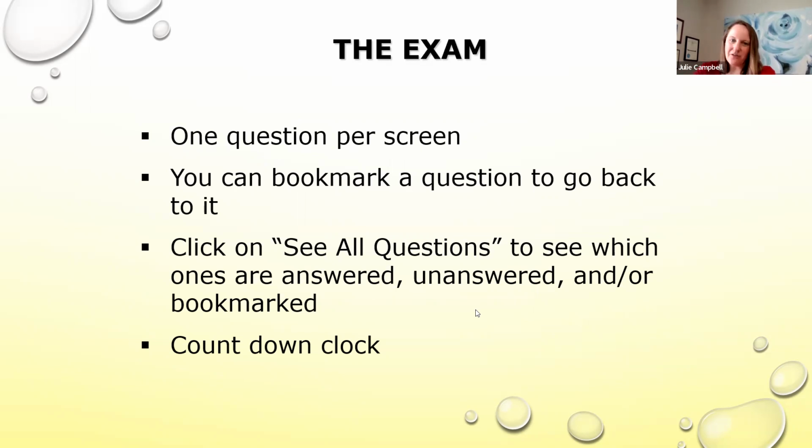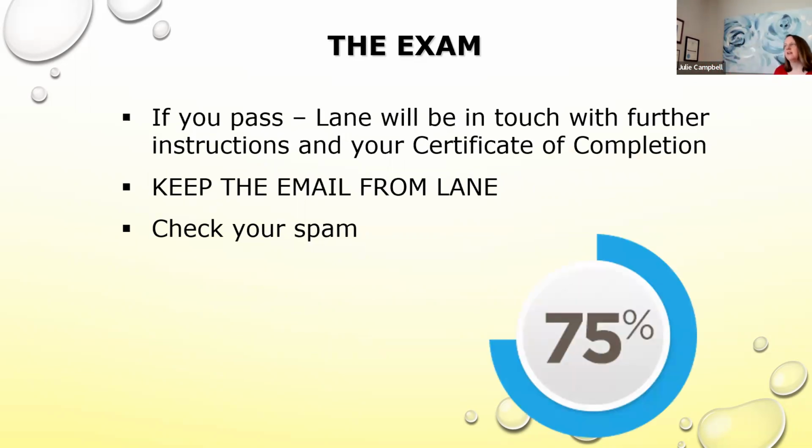When you click on submit, it says sure, and you say yes, and it says congratulations, you passed. 75% is passing. Lane will be in touch with further instructions. And those further instructions will include your certificate of completion. That certificate of completion is the last piece you need to submit your application to the Real Estate Commission. You're ready to submit your application now. Maybe you want to wait a couple months, whatever. Just make sure you keep that email from Lane, because when you are ready to submit the application, you need that email from Lane. Check your spam. So when you pass, Lane will be in touch. Give her a minute to process everything, but she will be in touch with you.